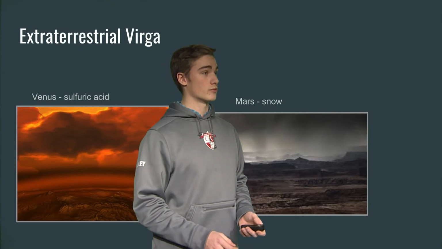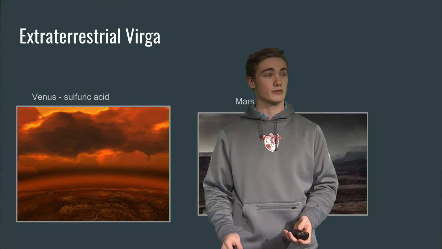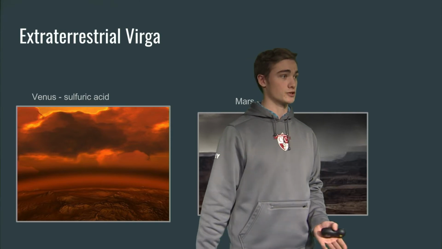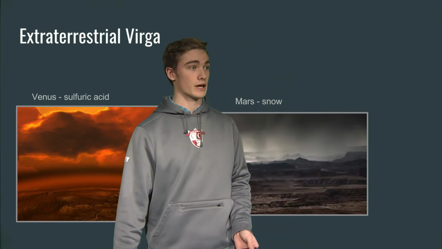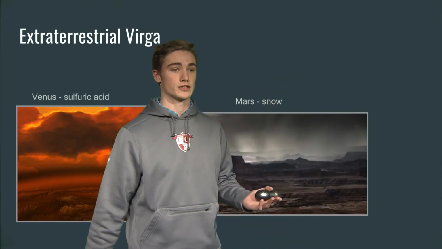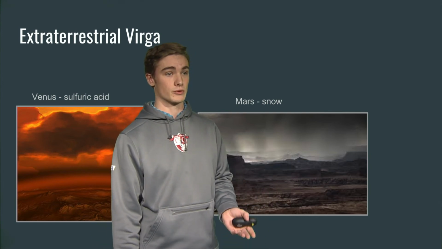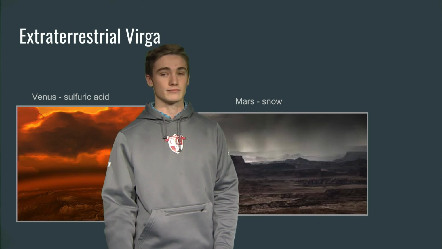Some cool things I also read about was extraterrestrial Virga. On Venus you get sulfuric acid rain, which often comes in the form of Virga because the surface is too hot for the sulfuric rain to reach the ground. And on Mars you get snow, which is pretty much the same kind of Virga we get here, except it's too cold for actual liquid water to form, so you just get snow that goes about halfway down.